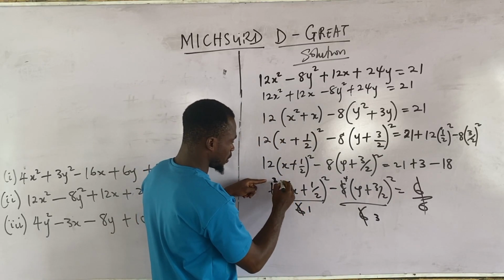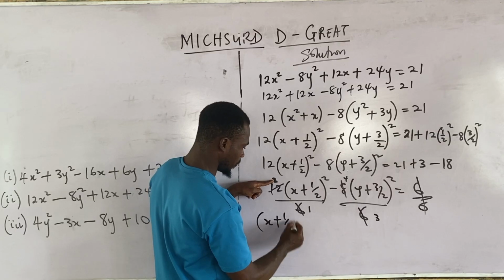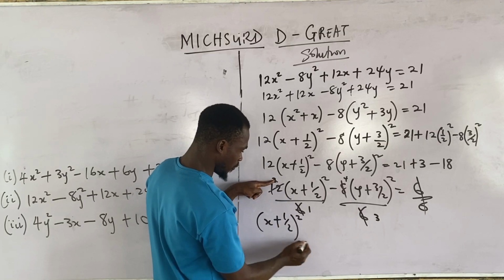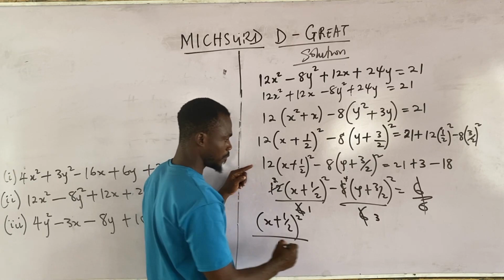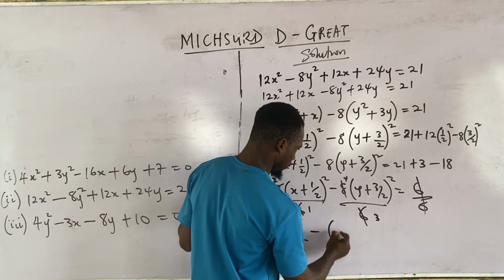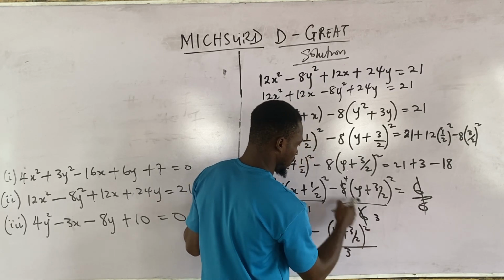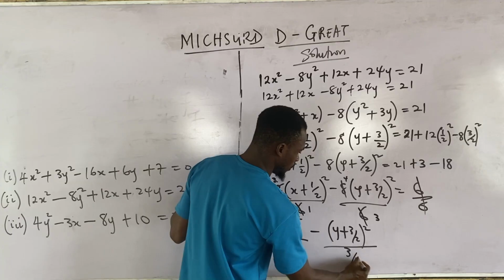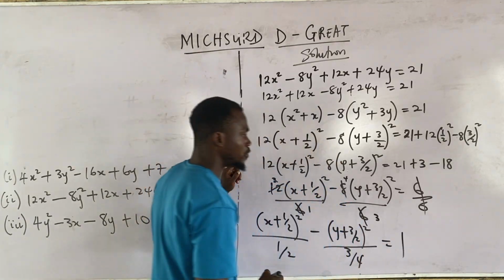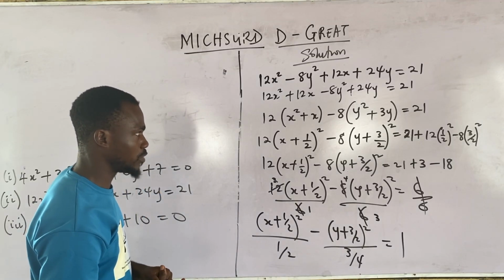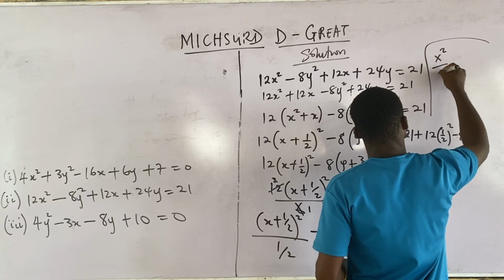So this 2 here can come over to the denominator. So we have x plus 1 over 2 squared over 1. Then this 2 will come as 1 over 2 here. Then we have minus, we have y plus 3 over 2 all squared, all divided by 3. So this 4 will also come down. It will be 3 over what? Over 4. So everything equal to 1. So this gives us an equation, and this equation is the equation that is in the form.